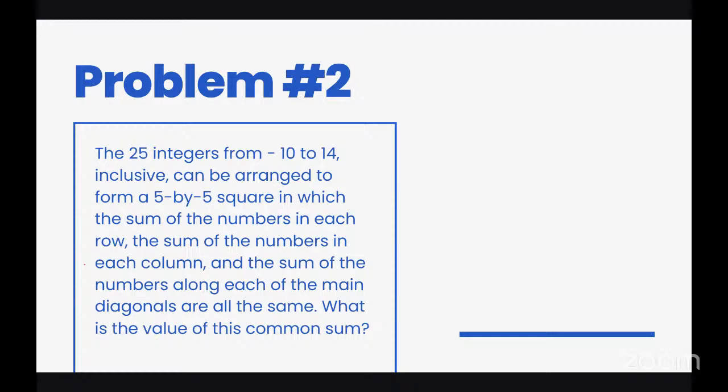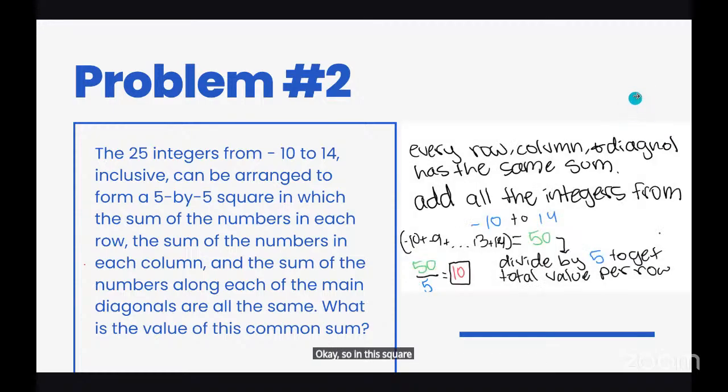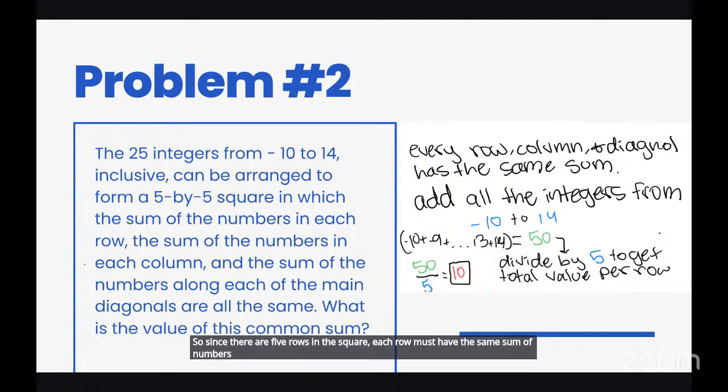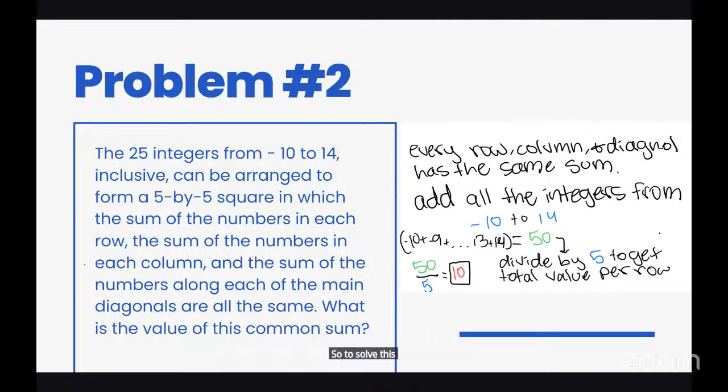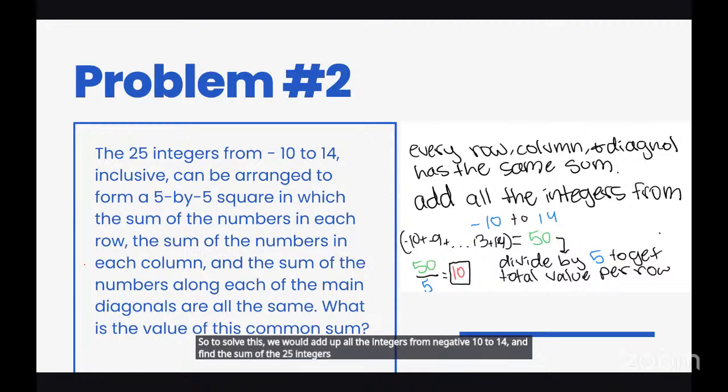Okay, so in this square, all the rows, columns, and diagonals have the same sum. Since there are 5 rows in the square, each row must have the same sum of numbers, meaning that the sum of all the numbers in the square divided by 5 is the total value per row. So to solve this, we would add up all of the integers from -10 to 14 and find the sum of the 25 integers. From this we get 50, and then we can divide this by 5 to get the total value per row. So we end up with 10.